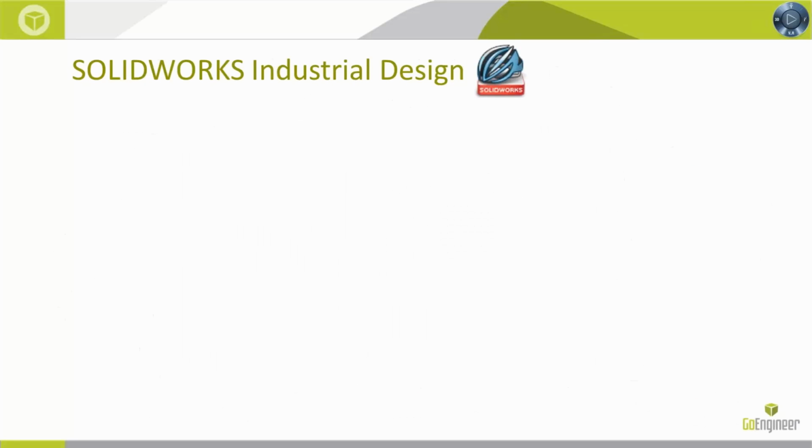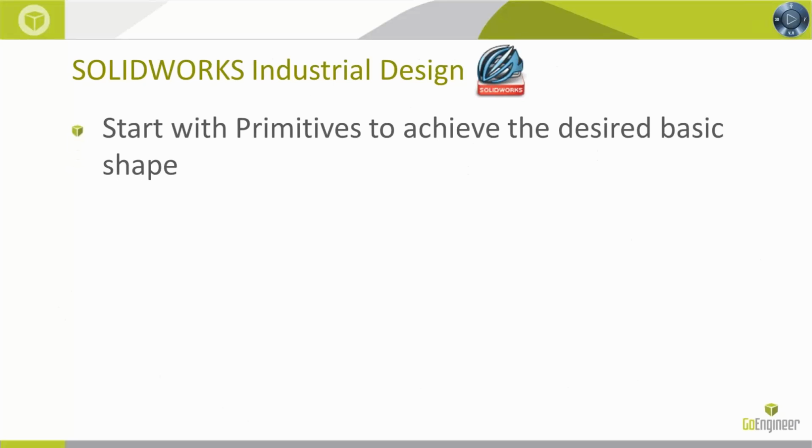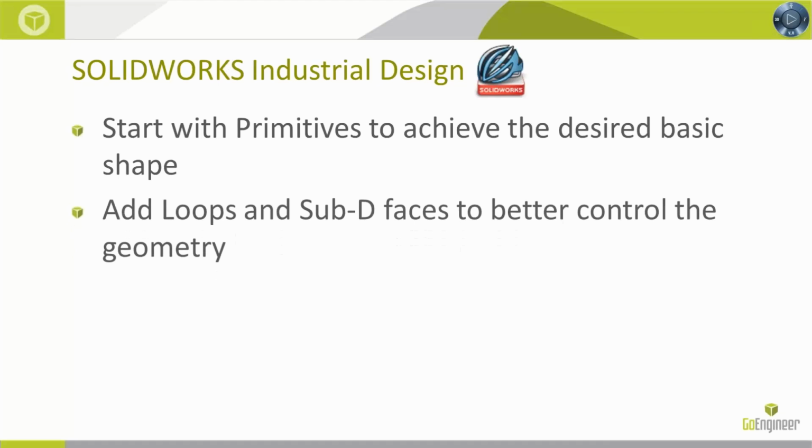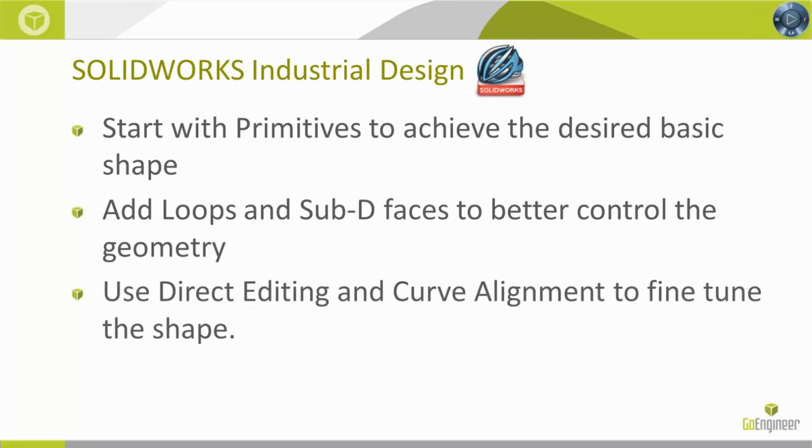So we'll use SOLIDWORKS Industrial Design, and we're going to start with 3D primitives, and that's a basic building block shape that's going to give us that basic shape. And then what we'll do is we'll add loops and subdivisional faces so that we can better control the geometry and really start to fine-tune the shape and push and pull the objects. And then we'll use some direct editing tools. We'll use some curve alignment tools. We'll use some sketching tools to come in and actually fine-tune that particular shape.